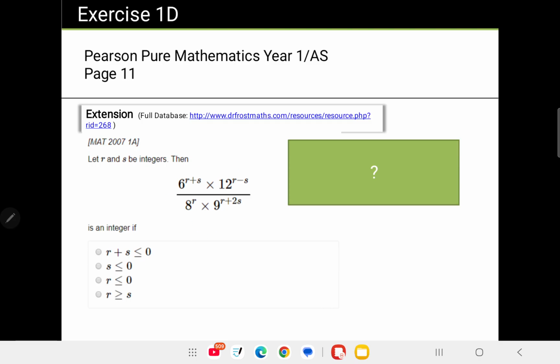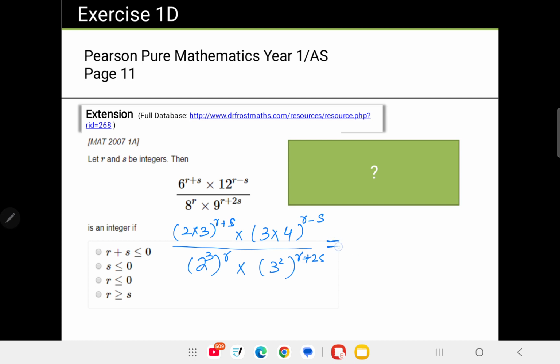Okay, so if you simplify this, 6 can be written as 2 times 3, whole power r plus s, times 12 can be written as 3 times 4, whole power r minus s. 8 can be written as 2 to the power 3, whole power r, and 9 can be 3 to the power 2, whole power r plus 2s.